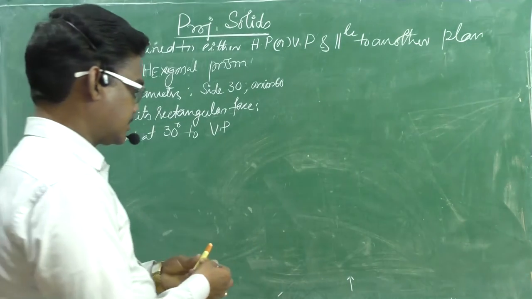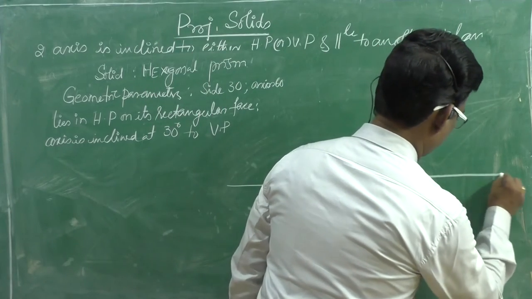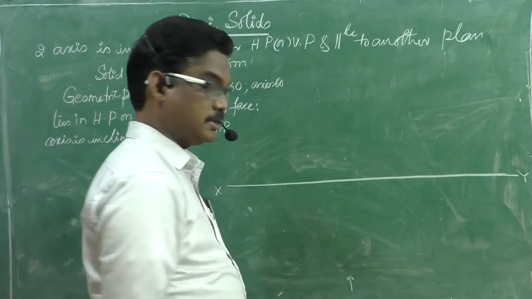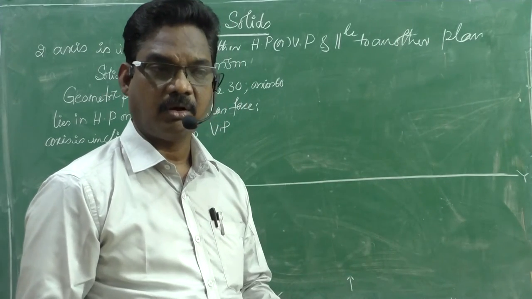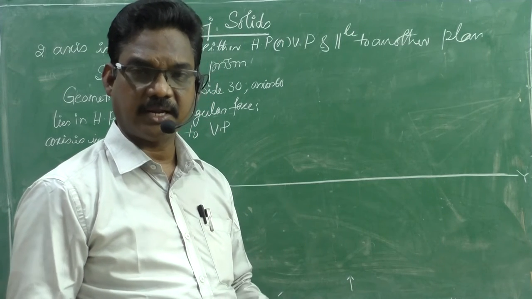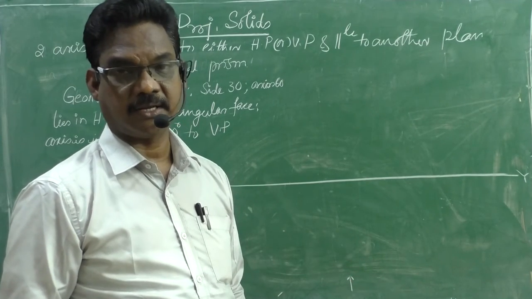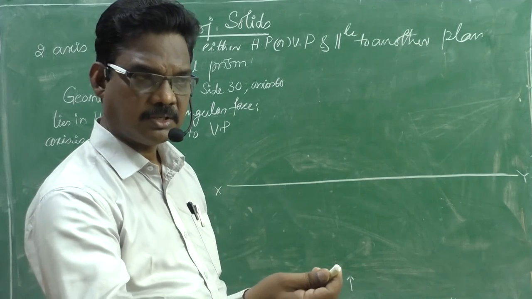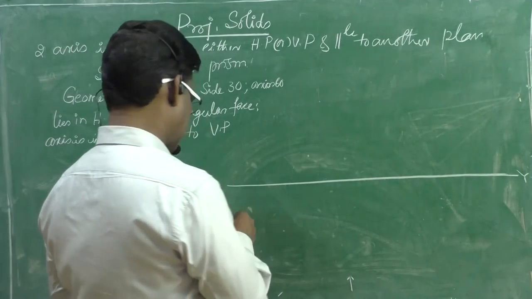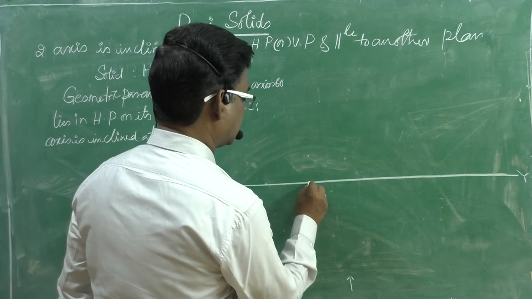Now we will draw the respective projections. This is the XY reference line. It lies in the HP on its rectangular face. Since it lies in the HP on its rectangular face, that face projection coincides with the reference line, and as it is inclined to the VP, we put the axis perpendicular to the VP. Therefore, we need to draw a hexagon by considering 30 mm.